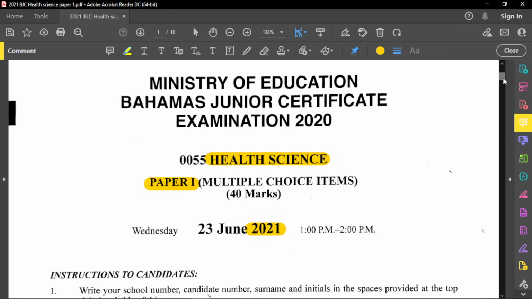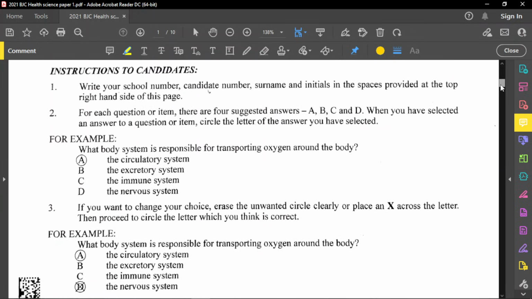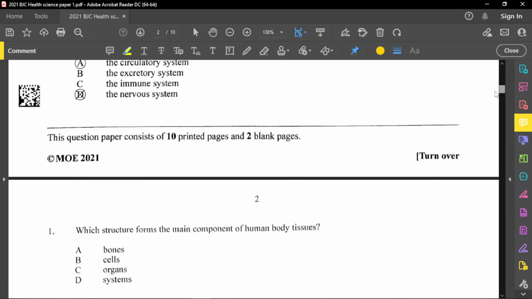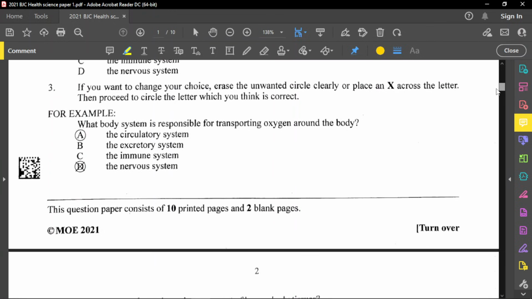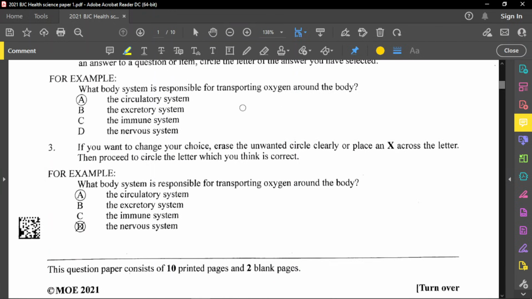Before you start the examination, please also ensure that you read through the instructions carefully and make sure you understand the instructions before you start. If you do not understand the instructions, please ask your examiner. All right, just a quick point out right here that you should circle your answers on this paper. And if you want to change your answers, you put an X through your circled answer and then you circle the correct one. All right, so please make sure you understand that before you start.